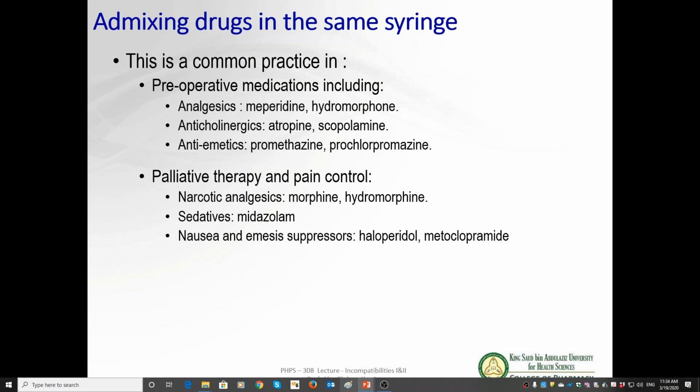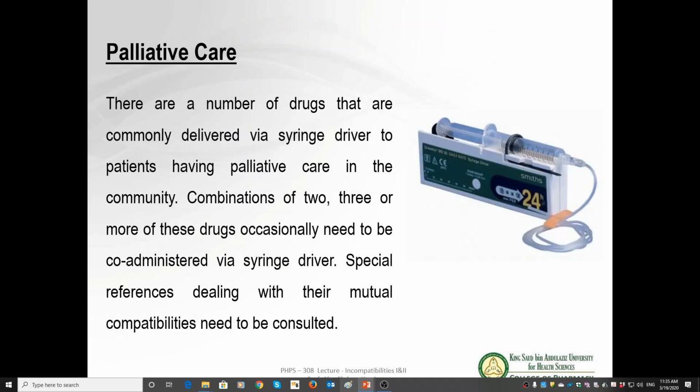Palliative therapy, we mentioned it before. Palliative therapy for pain control, especially in late-stage cancer patients, is given to improve the quality of life of these patients and reduce any pain or suffering they might feel. So these are known to be combinations of narcotic analgesics, sedatives, and antiemetic drugs, like morphine and hydromorphone. These commonly need to be mixed, so we will just give you recommendations to avoid any incompatibilities in this.